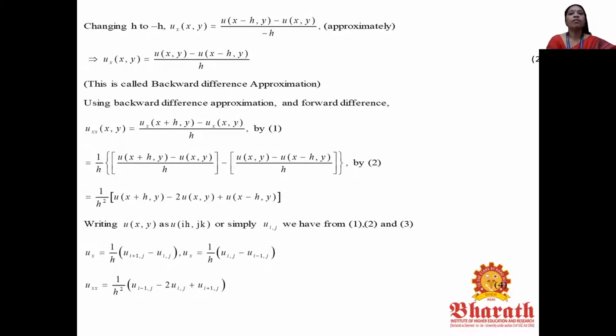So using backward difference approximation and forward difference, u double x of x comma y is equal to ux of x plus h comma y minus ux of x comma y by h, by equation 1. So that is equal to 1 by h into (u of x plus h comma y minus u of x comma y by h minus u of x comma y minus u of x minus h comma y by h), which is denoted by equation number 2.